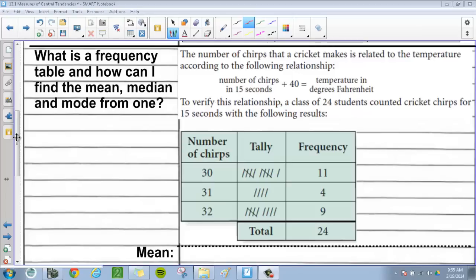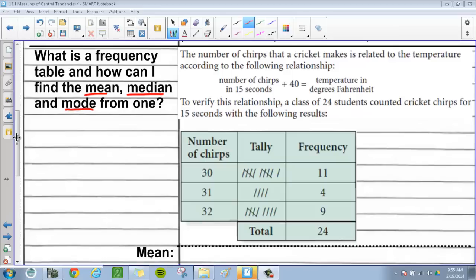Okay, and the last thing I want to teach you for this lesson is what a frequency table is and how to find the mean, median, and mode from a frequency table. So I got this problem for you. This is actually true, okay?